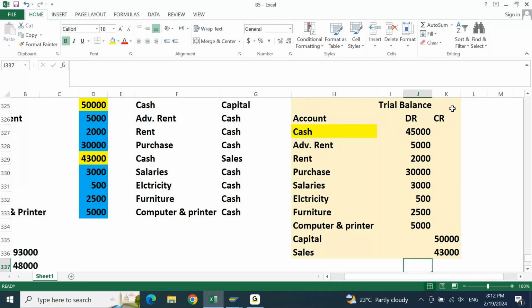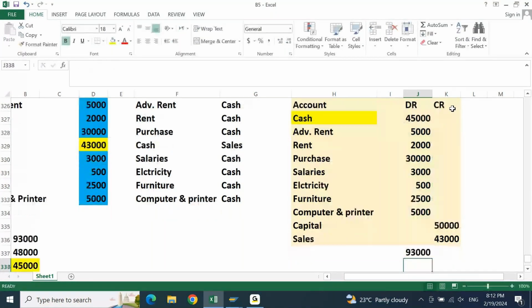For that, I will do a total of TB debit, which I am getting as 93,000. If I do a TB credit total, I am getting 93,000. Now, if I do debit minus credit, I am supposed to get 0, meaning your trial balance is supposed to become 0, because equal debit, equal credit. Your accounting equation is debit plus credit is equal to 0. Debit is a positive number, credit is a negative number.